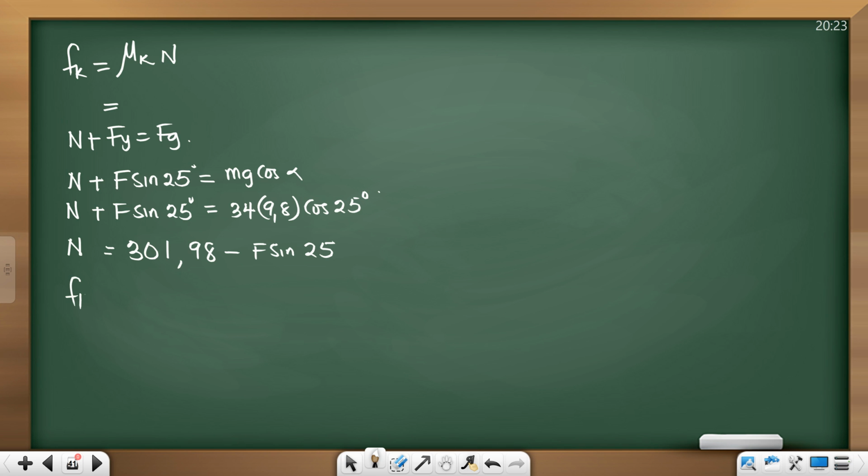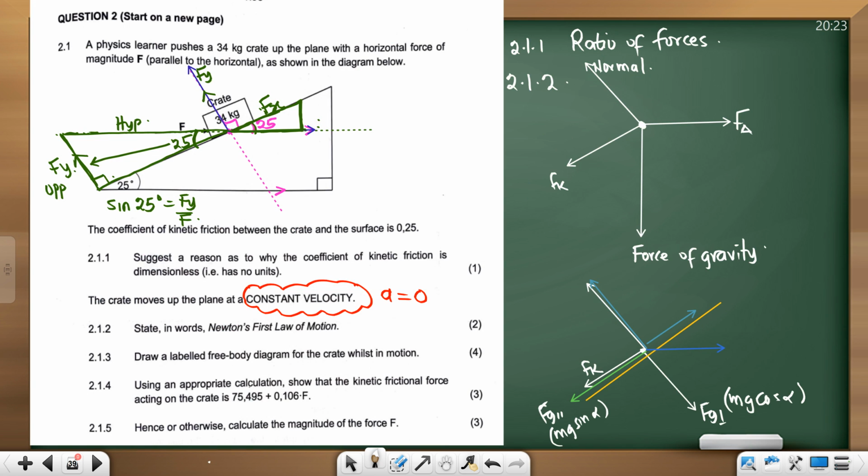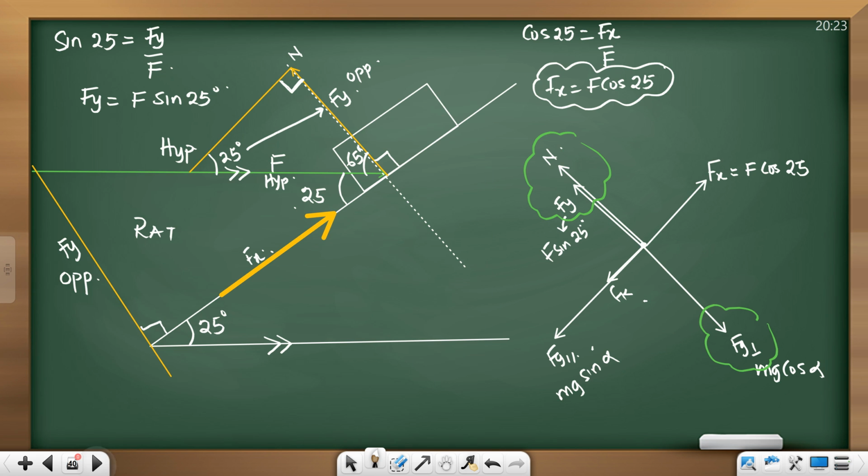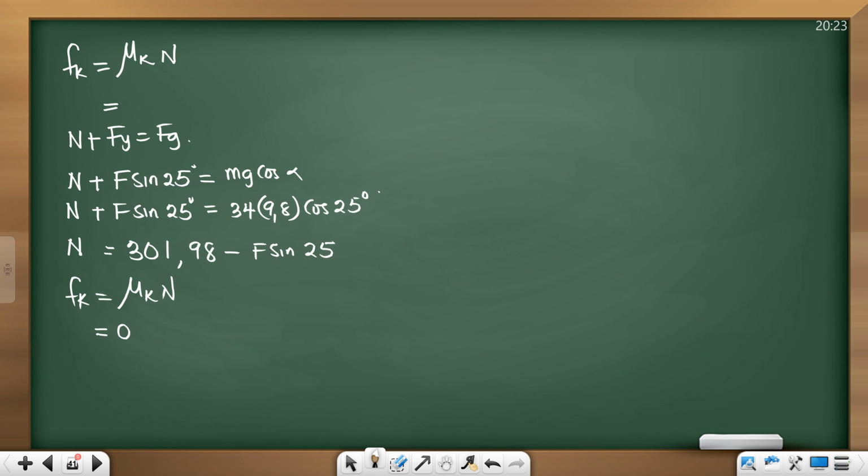Now, what is frictional force? It is mu k N. We're about to reach the moment of truth. What is my coefficient? Do we have it? 0.25. Okay. Moment of truth. Into bracket 301.95 minus F sine 25. All right. Please multiply this in and multiply that in. Quickly. What is 301.95 times 0.25?